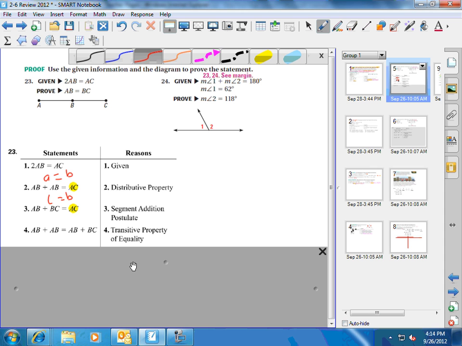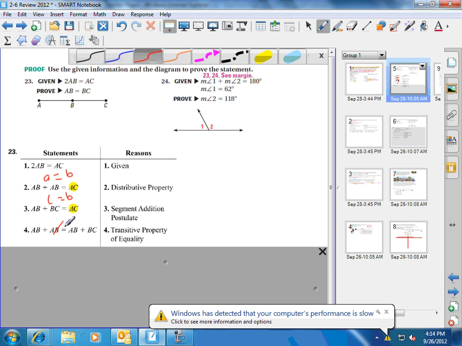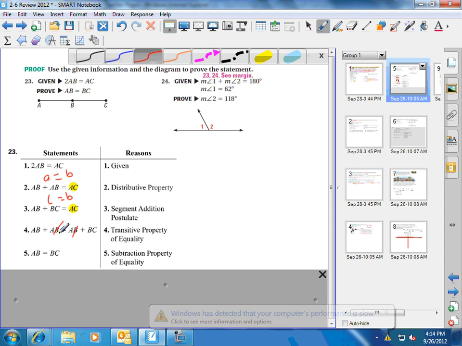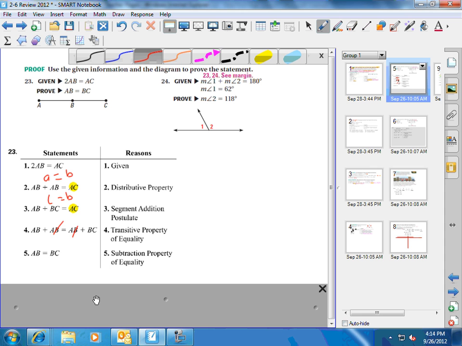Now, why did I want to do that? I wanted to do that because now I can notice I've got a common value on both sides of the equal sign, AB and AB. So if I subtract AB and AB, I'm left with AB is equal to BC. So the subtraction property of equality allows me to go from step 4 to step 5. So there's the order of thoughts there. Somehow you either have to recognize that you can use the transitive property to do this, or sometimes you just have to start with what's given and then write what you know and see how you can get to your desired conclusion.